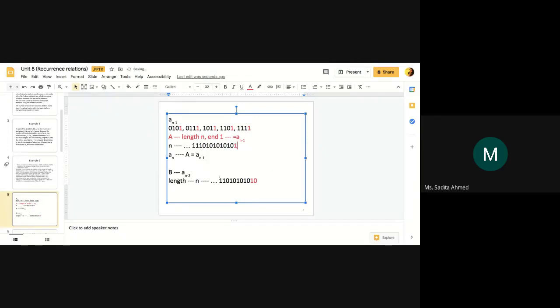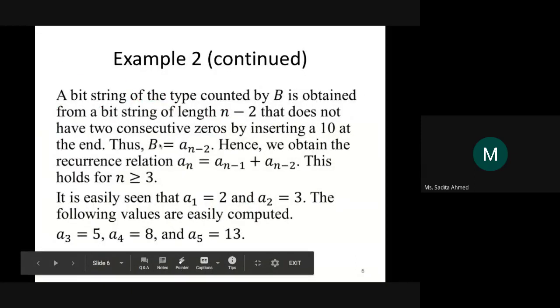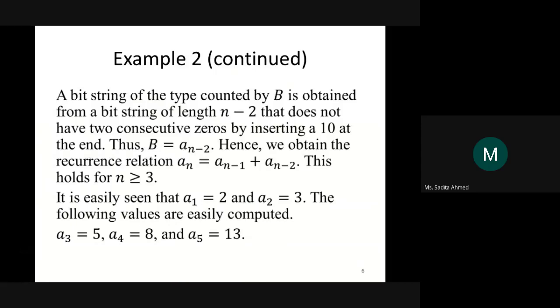So finally, if we have a bit string of length n minus 2 and we add 1 0 at the end, then what do we have? We have a bit string finally of length n, which ends with 0, and at the same time, it doesn't violate the condition of having no two consecutive zeros. That is, the count of such bit strings which end with 0, we can derive from a n minus 2. That is, all those bit strings of length n which end with 0, if we represent that count with b, then that count will be a n minus 2.